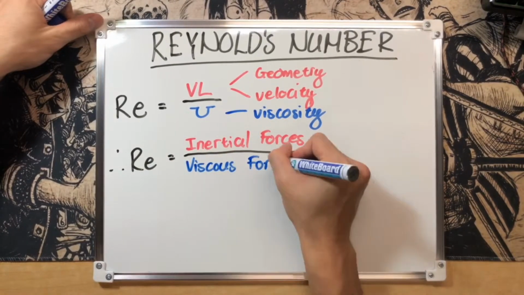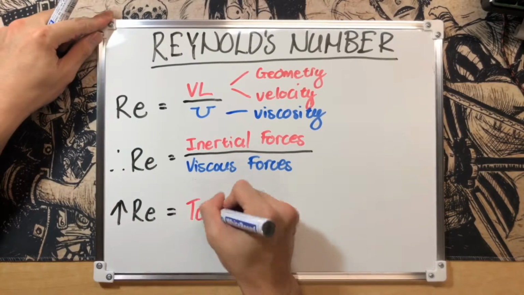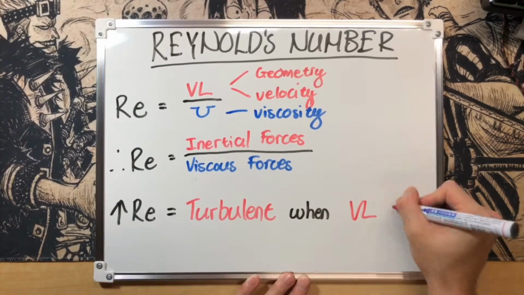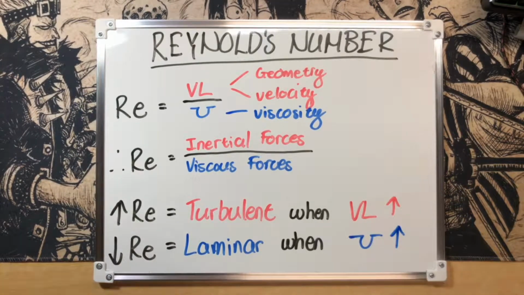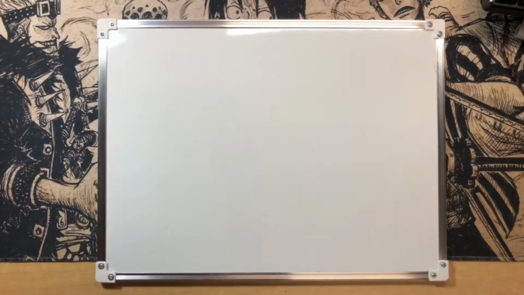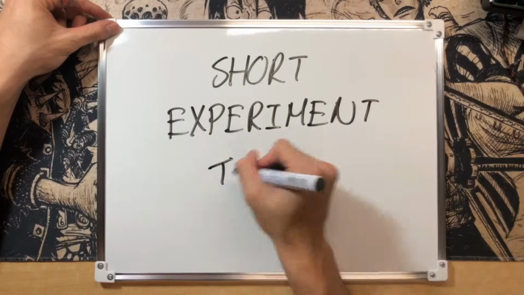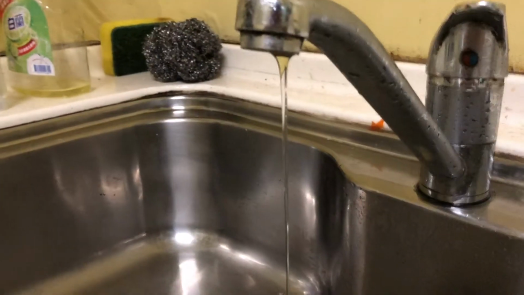We see that with a high Reynolds number, the flow is turbulent because the inertial forces are larger, making the Reynolds number larger. With a low Reynolds number, the flow is laminar because the viscous forces are larger, making Reynolds number smaller. Here is a simple experiment to help us better understand the laminar and turbulent flows.